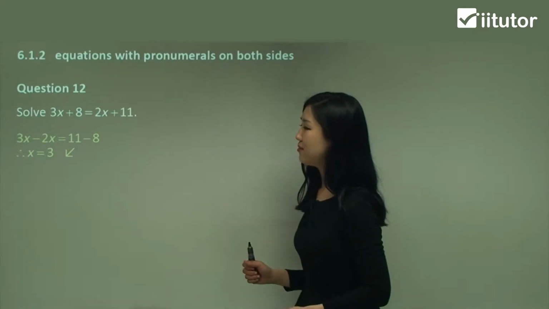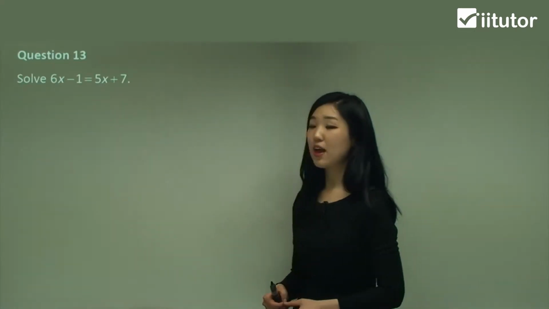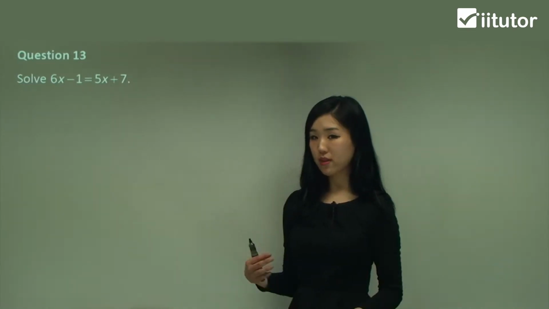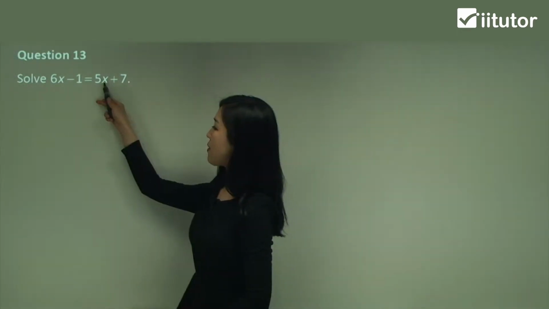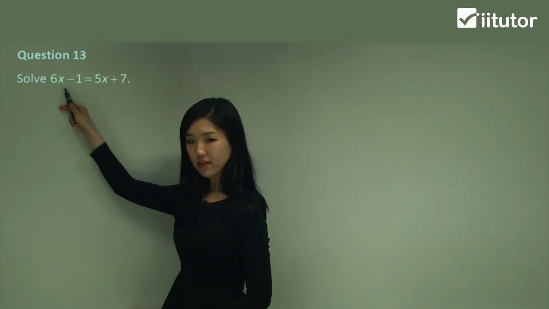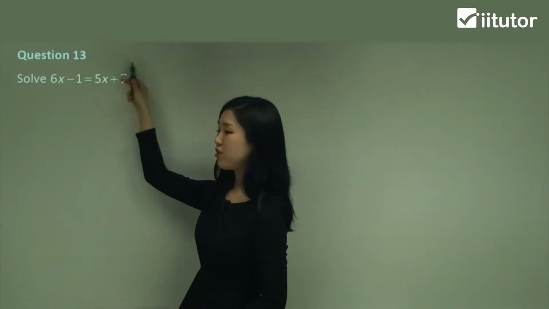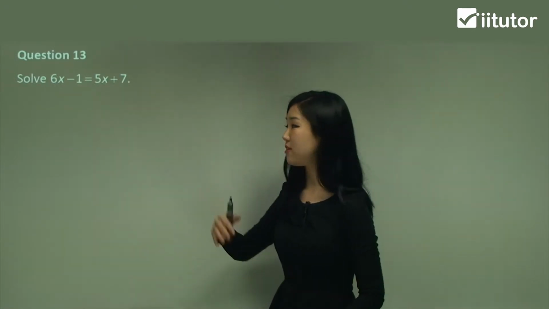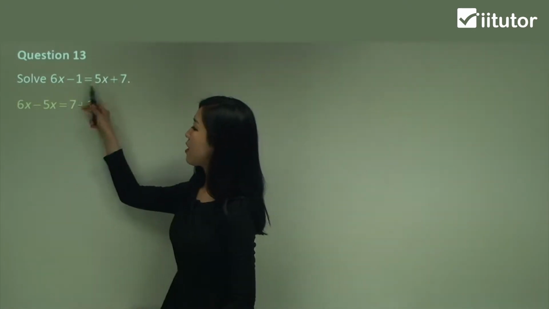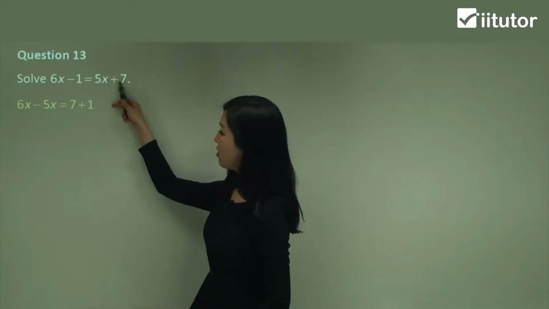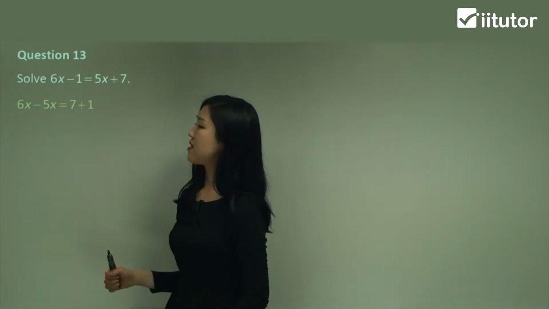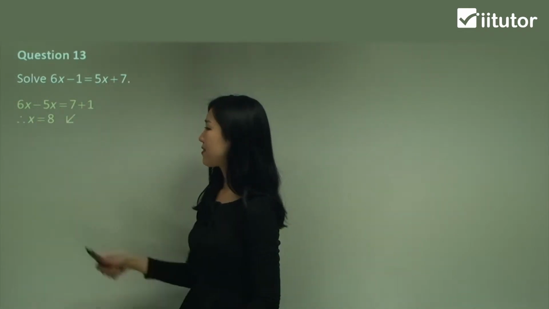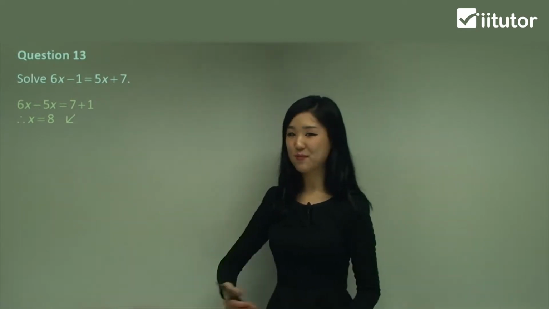So that's question 12. Question 13, again we have x's on both sides, but remember what I said in the previous question? Gather the x's on one side, gather the constant numbers on the other side. So I'm going to move my 5x onto this side by subtracting it. I'm going to move my negative 1 over to the other side by making it positive 1, like this. So we have 6x minus 5x, and over here we have 7 plus 1. So make sure you know how to switch your signs. So what's 6x minus 5x? That's simply x. 7 plus 1 is simply 8. Easy peasy. Yeah?